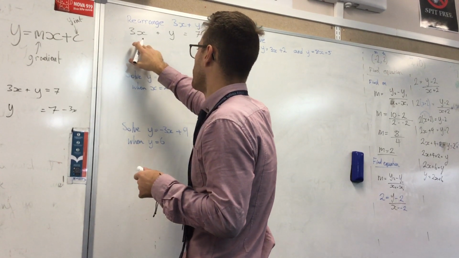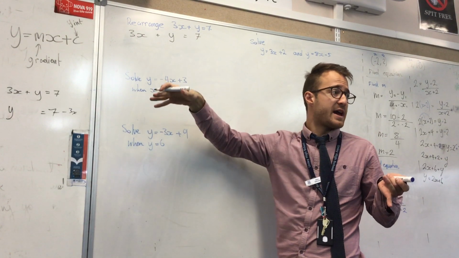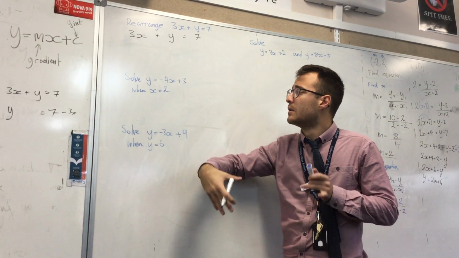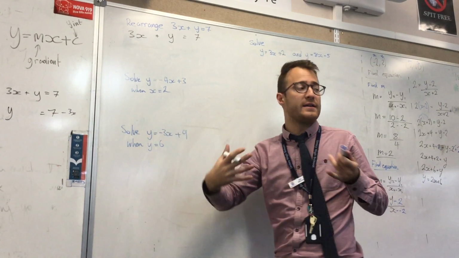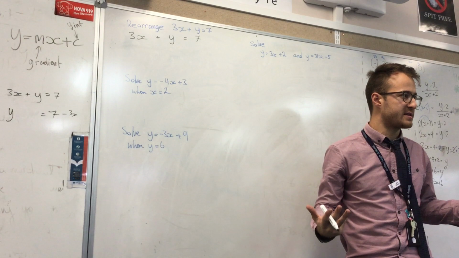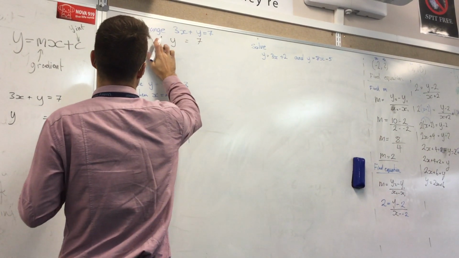So, we've got 3x plus y, which is the same as y plus 3x. Cool with that. 2 plus 3 is 5, 3 plus 2 is 5. So we're adding 3x to something. The opposite of adding is subtracting. So that's why we're going to do it. Now let's see how that looks.